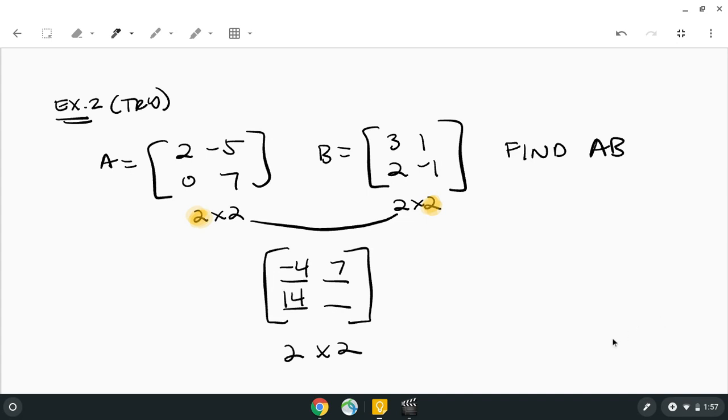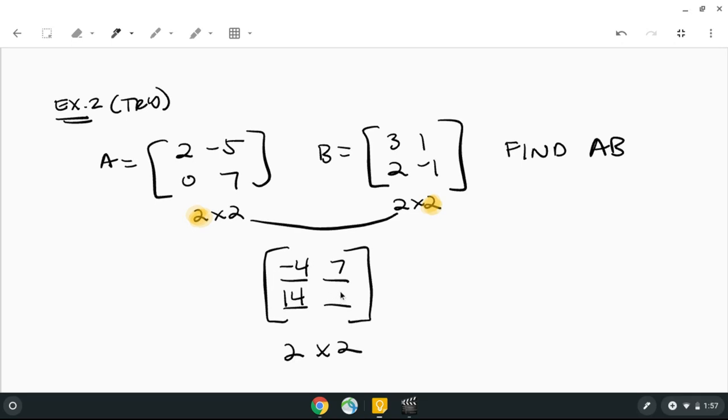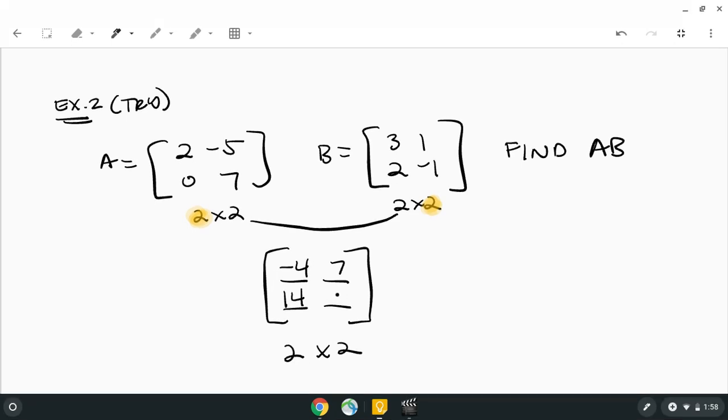Okay. And this last element over here is in the second row. So I'll be using 0, 7. And the second column, so I'll be using 1, negative 1. Okay. 0 times 1 is 0. 7 times negative 1 is negative 7. Okay. So these are the 4 elements you should have gotten. Okay.